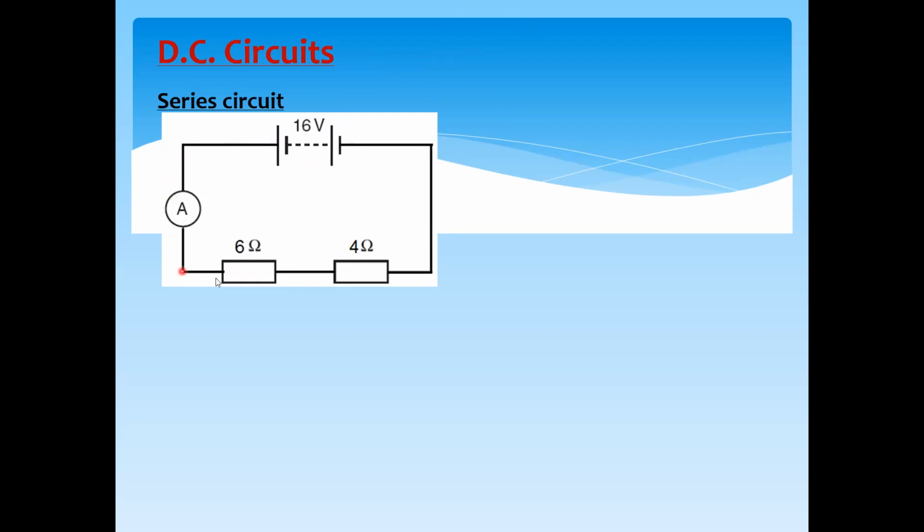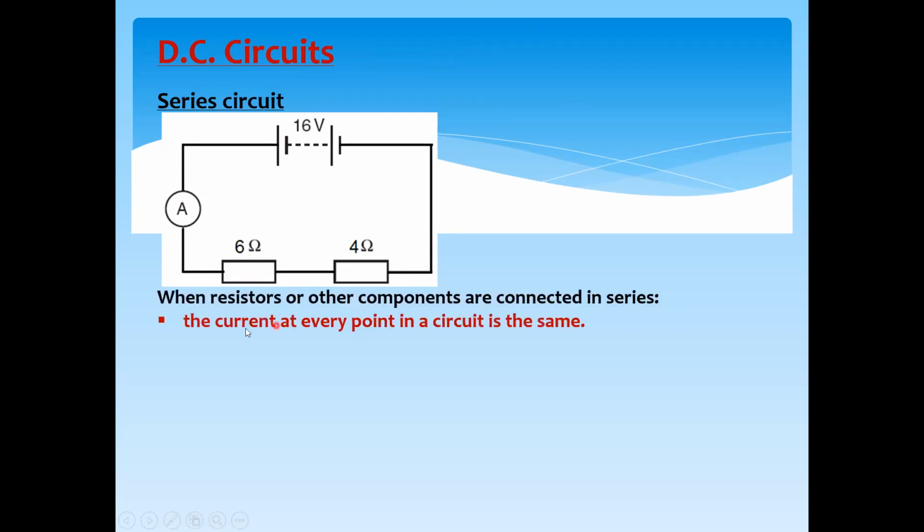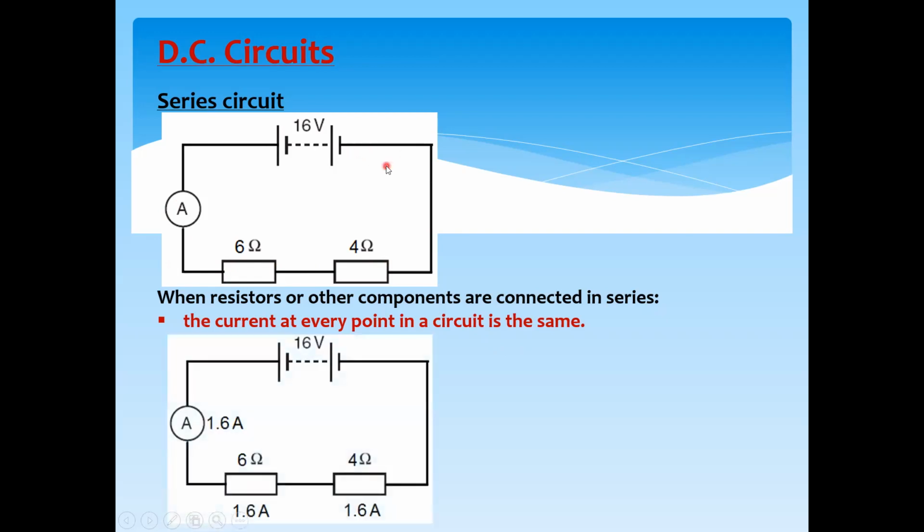And when we compare, the current is the same in series. So in a series circuit, when resistors or other components are connected in series, the current at every point is the same. So what is the current coming out from the battery? The same current will pass through the ammeter, the same current will pass through the 6 ohm, the same current will pass through the 4 ohm, and the same current will return.